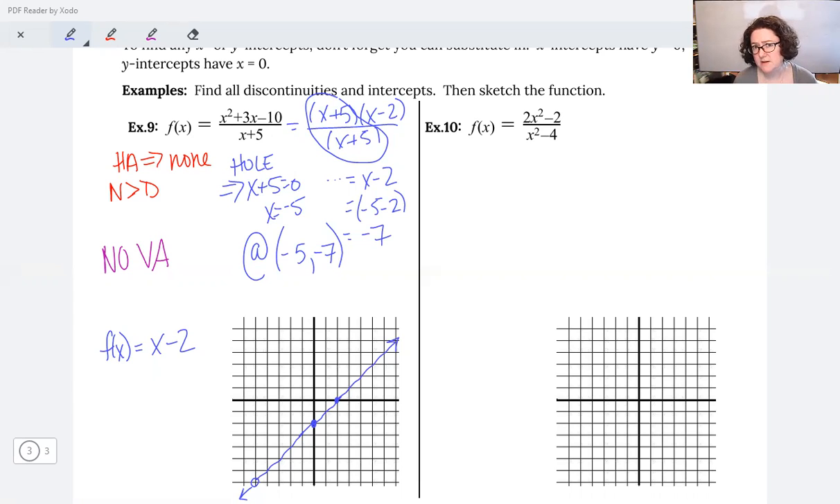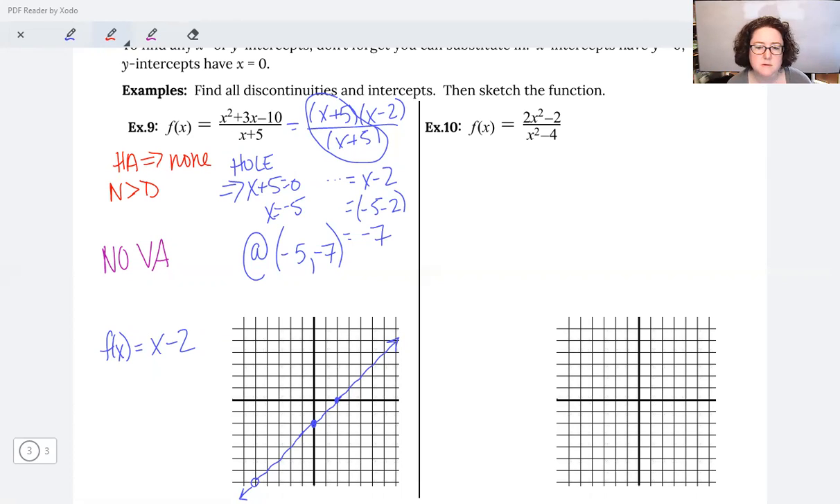And again, don't forget, I don't expect you to be able to sketch these out perfectly yet. We are absolutely going to be looking at more of these with practice with our discontinuities and all of our characteristics. We'll be pulling all those together next lesson. Alrighty, so example 10, last one.